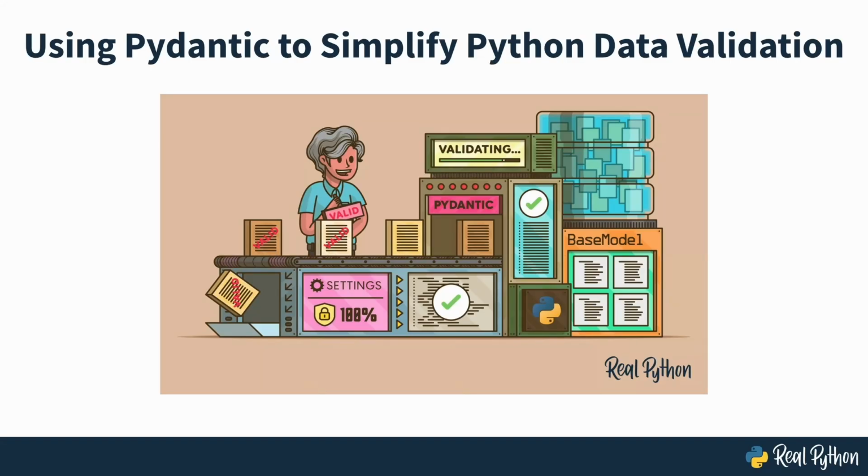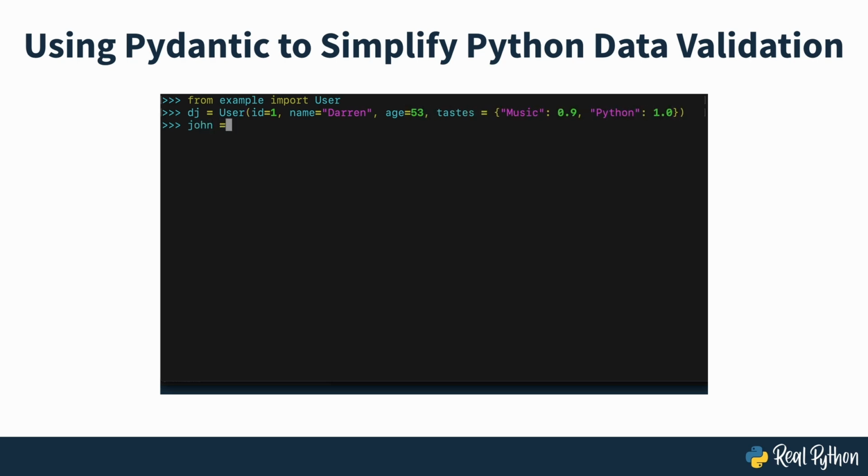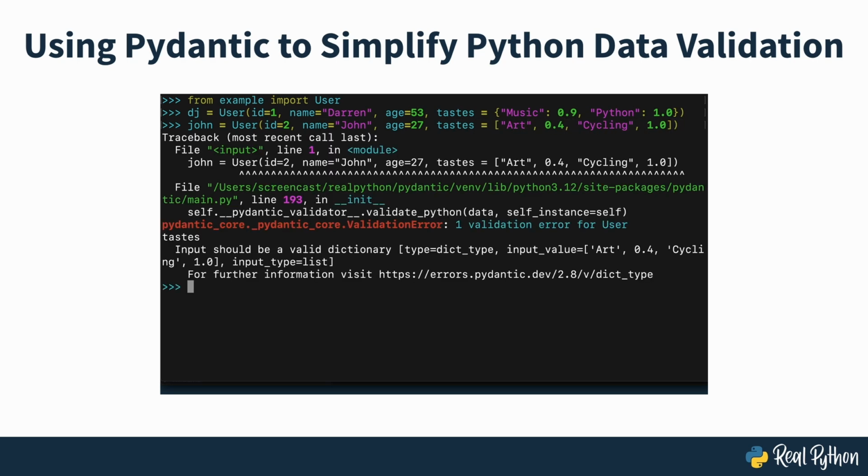Using Pydantic to simplify Python data validation. Pydantic is a powerful data validation and settings management library for Python, engineered to enhance the robustness and reliability of your code. From basic tasks, such as checking whether a variable is an integer, to more complex tasks, such as ensuring highly nested dictionary keys and values have the correct data types, Pydantic can handle just about any data validation scenario with minimal boilerplate code.